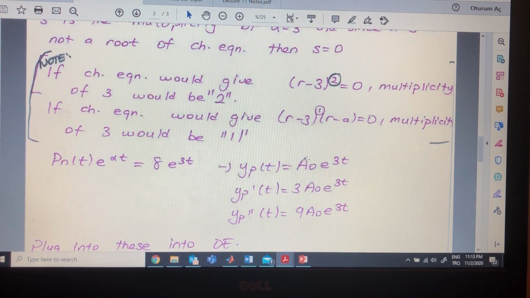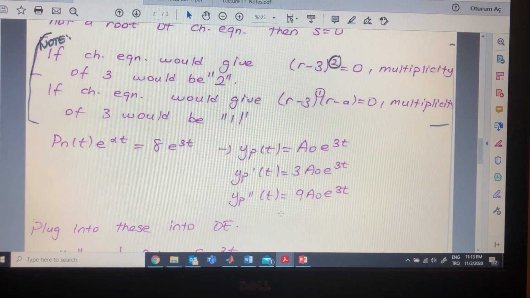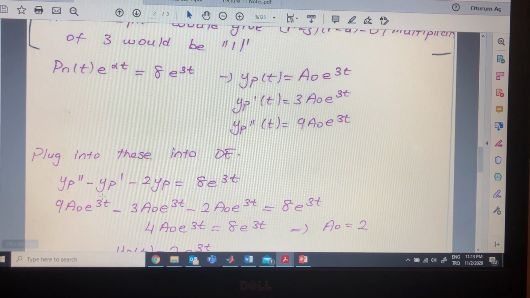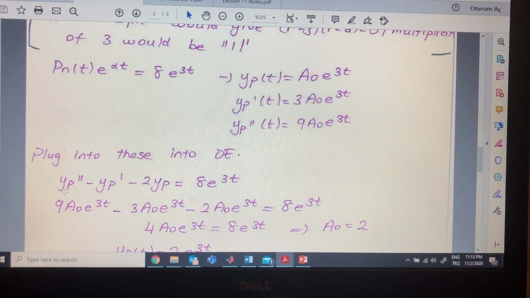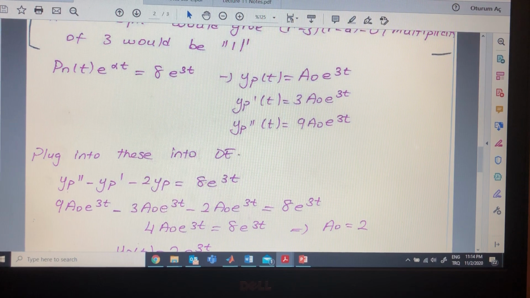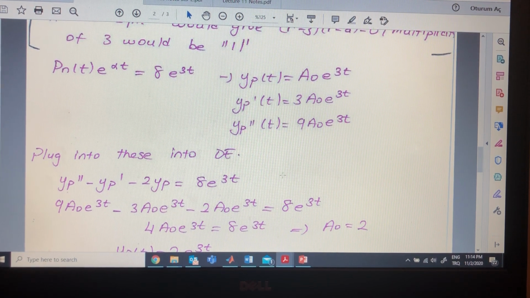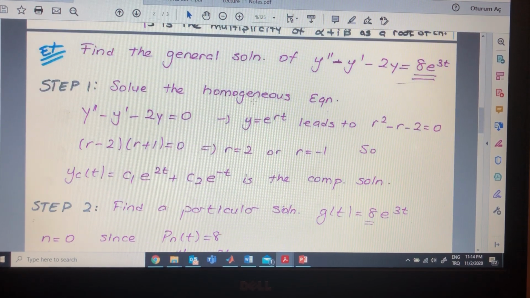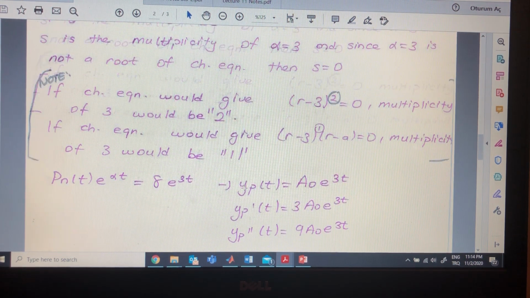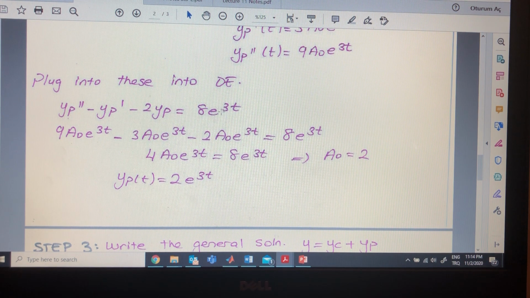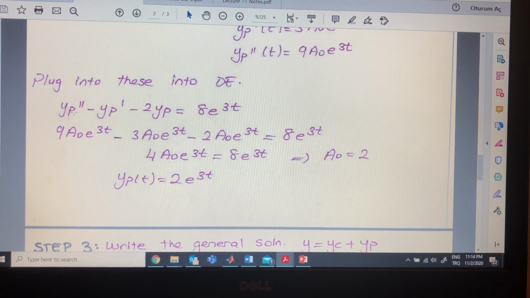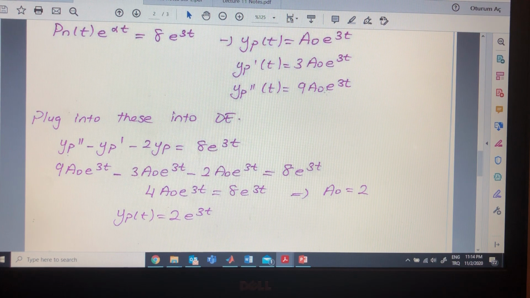And since my solution is in that form, I'm trying to find what a0 is. To be able to do that, I need to take the first derivative, then the second derivative, then plug them into my equation. What was my equation? y second derivative minus y first derivative minus 2y equals 8e to the 3t, from the beginning, remember that. I will plug it into this equation. If I plug in and make it equal to the right hand side, here you have 9 a0 e to the 3t for yp second derivative.